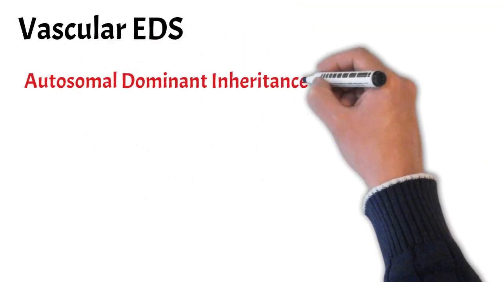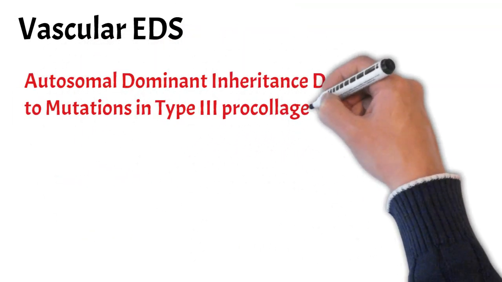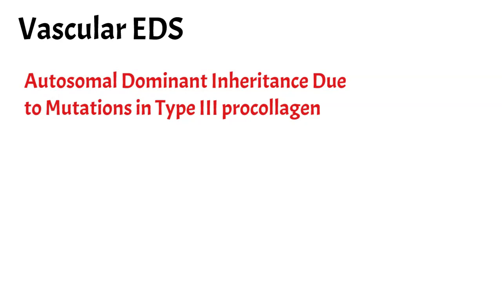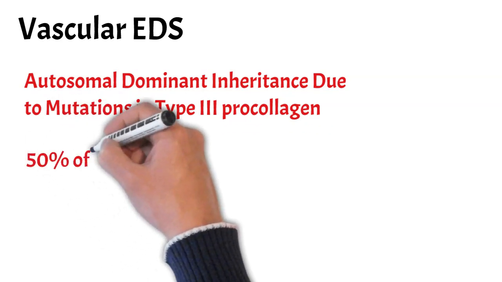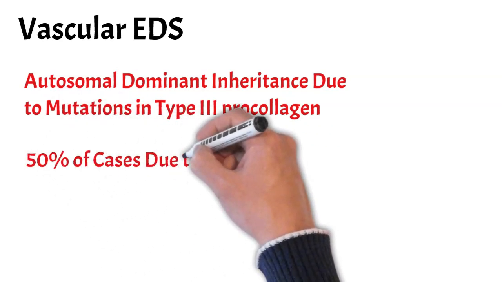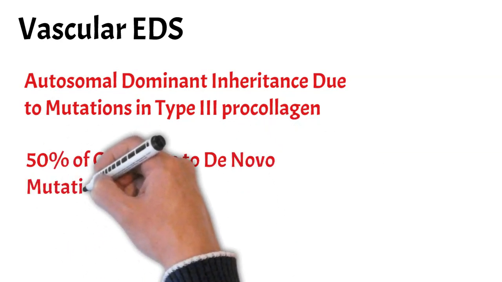Vascular EDS can be due to a mutation in type 3 pro-collagen that is inherited in an autosomal dominant fashion. However, 50% of cases are due to new mutations.